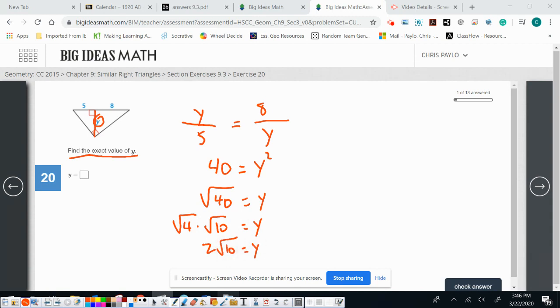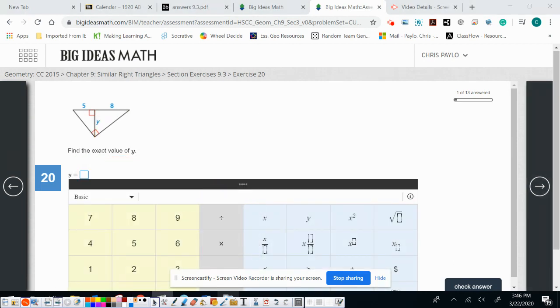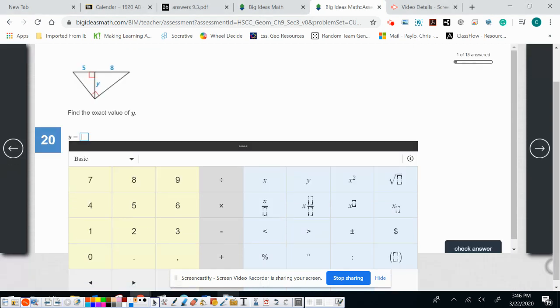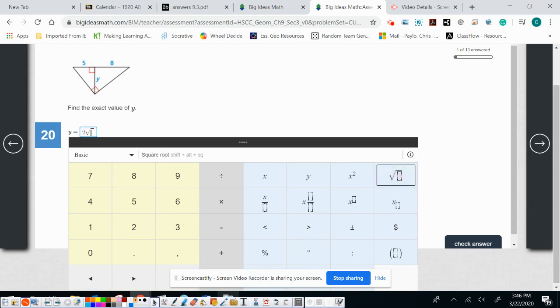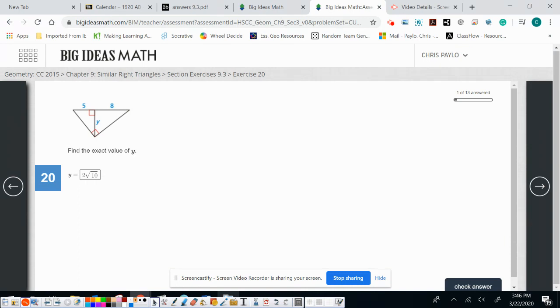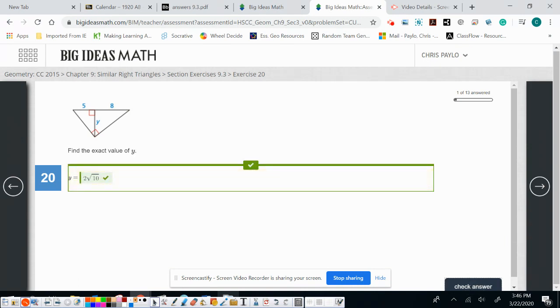So how do we enter that in? Well, let's click on that. So 2 roots of 10 is what we're looking to enter. So I'm going to clear this off the screen. I want to put 2. As you can see, it shows up there. Now I want to hit this square root button right there. Square root of 10. Let's check that answer. 2 roots of 10, final answer.